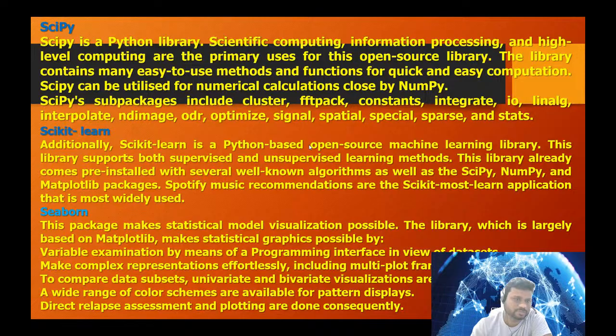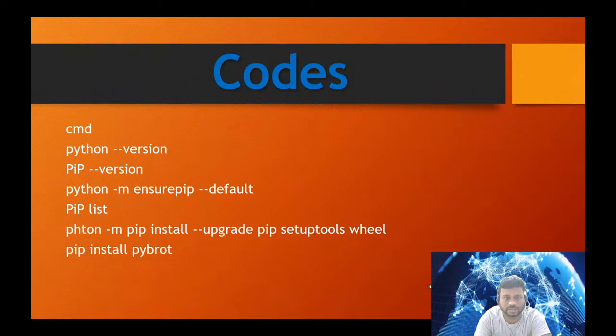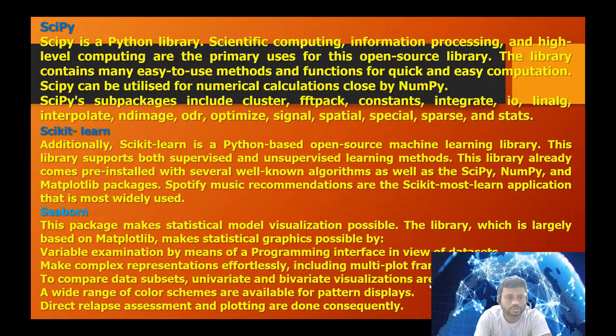Two of these are for statistical modeling. These are for complex types of analysis in machine learning, where to compare data set subsets, univariate and bivariate representations are utilized. A wide range of color schemes are available for pattern display, and direct replace assessment and plotting you can use with this type of library. So these are the libraries.